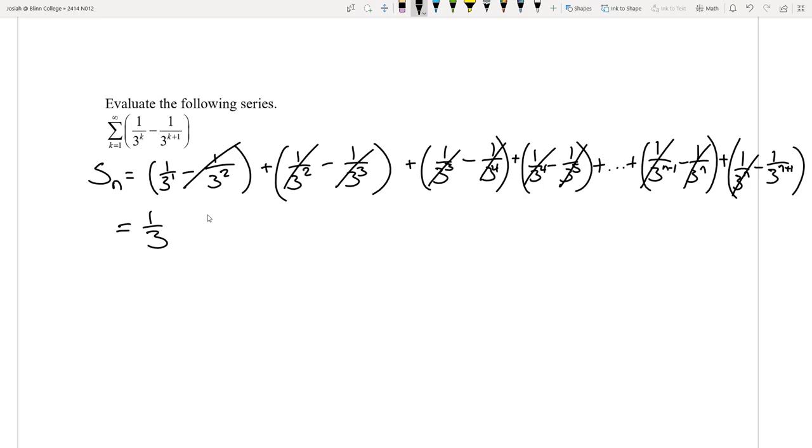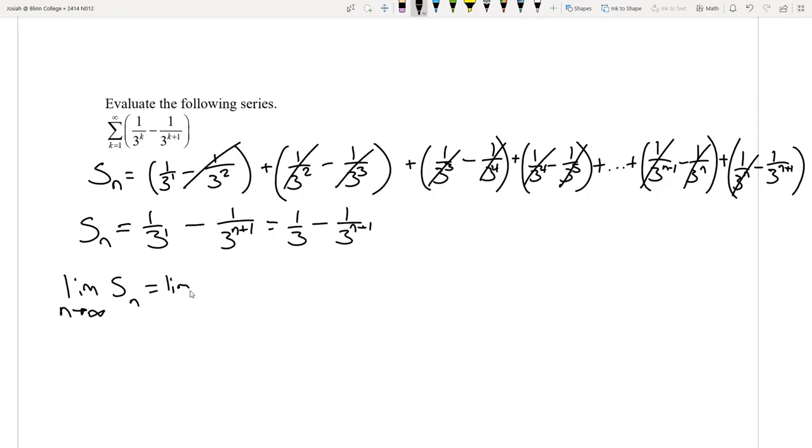So we end up with 1 over 3 to the first, minus 1 over 3 to the n plus 1. That's going to be our partial sum. So we get 1/3 minus 1 over 3 to the n plus 1. So that is S sub n. Since we have S sub n, we can figure out what this series should be equal to by taking the limit of those partial sums as n goes to infinity.